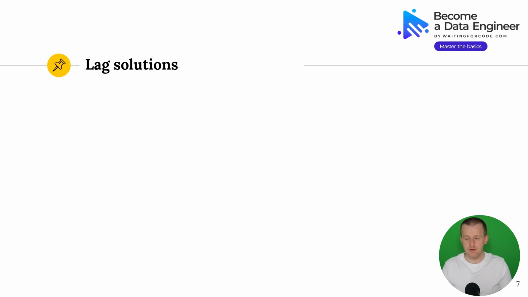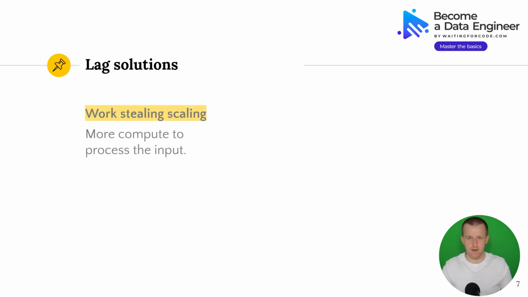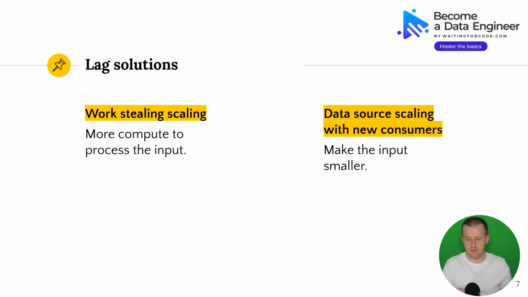And to reduce the lag, you can apply 2 solutions I detailed in the previous lesson. The work stealing, when you add more compute to process the same input, can be very good to handle unbalanced partitions. Or you can also scale the data source, add new partitions, and correspondingly add new consumers, again to better distribute the workload.